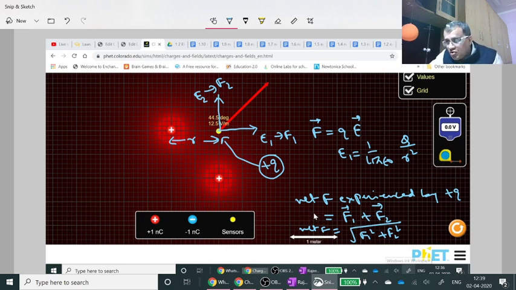So if you know how to find the net electric field, finding out net force is just a matter of multiplying by Q. So all those questions which we did using these PhET simulations to find out net field are being utilized to find out net force also. Abhinav Kumar, very good, root to F.